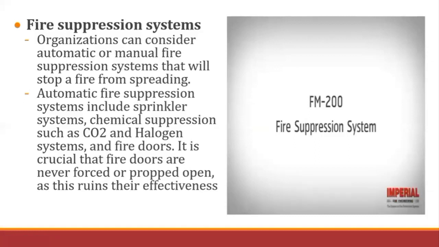Next is the fire suppression systems. Organizations can consider automatic or manual fire suppression systems that will stop a fire from spreading. Automatic fire suppression systems include sprinkler systems, chemical suppression such as carbon dioxide and halogen systems, and fire doors. It is crucial that fire doors are never forced or propped open, as this drains their effectiveness.